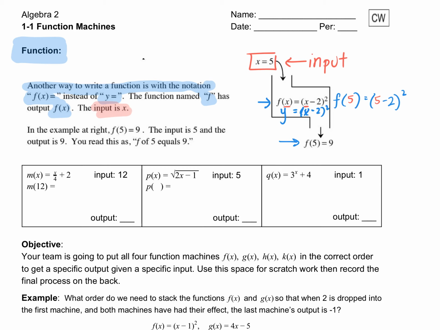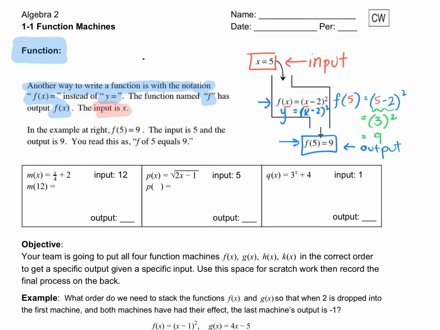And when you are going through this, we do want to show our work here following order of operations. So first I'm going to work out what I can in my parentheses. 5 minus 2 is 3, and then we have 3 squared, which is 9. So that means f of 5 equals 9, where 9 is our output. It is what we get out of our machine at the end.